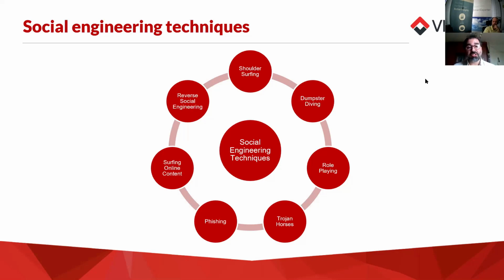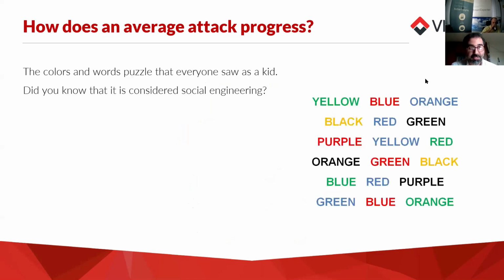And reverse social engineering is a little bit technical, but it is as if you're playing with a toy if you're a good hacker, if you have advanced skills. So social engineering totally, whether you're a technical person or not, is very dangerous if you don't have good countermeasures in your company. Okay, so how does an average attack progress?